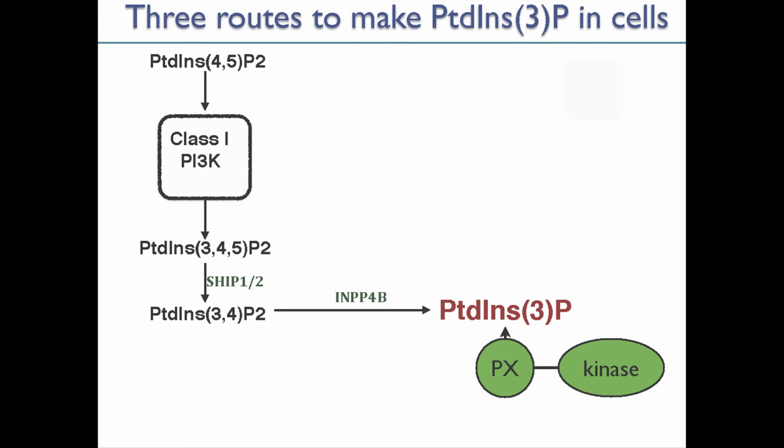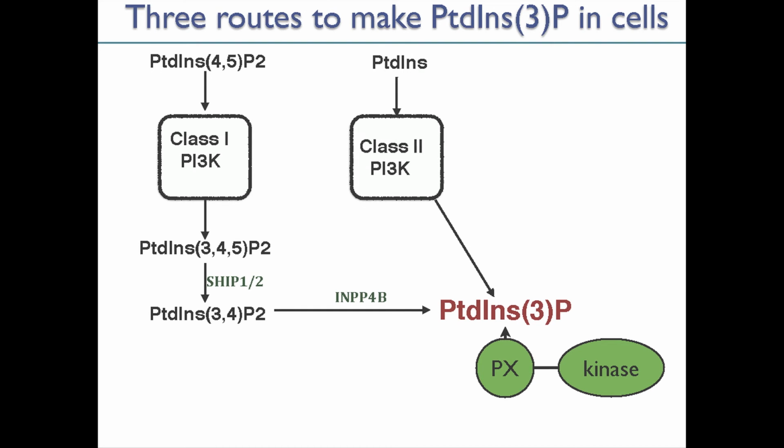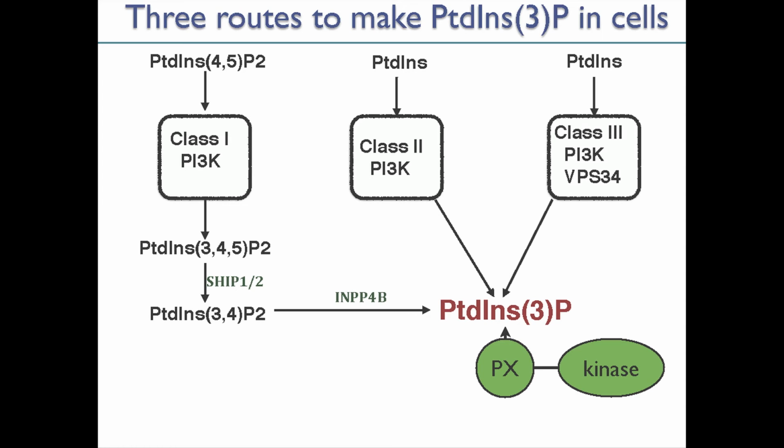But it turns out that there are other routes in the cell to make PI3P. There's a very obscure family of 3 enzymes called class II PI3-kinases that can phosphorylate PI phosphate to PI3P. Very little is understood about these enzymes. And then there's the much more studied enzyme called class III PI3-kinase. It's also known as VPS34, which in yeast was first shown to play critical roles in mediating cell sorting pathways.